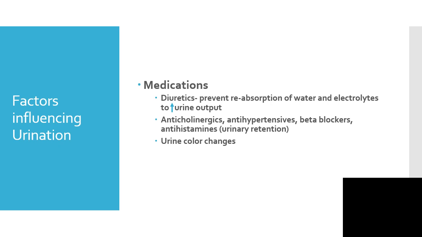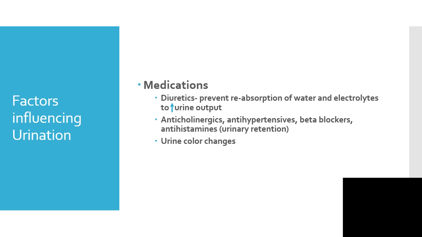Anticholinergics are medications usually used for IBS, or irritable bowel syndrome, to help decrease peristalsis. Then antihypertensives, beta blockers, and antihistamines are made to help dry you up if you're having allergies or a runny nose from a cold. So these lead to urinary retention.